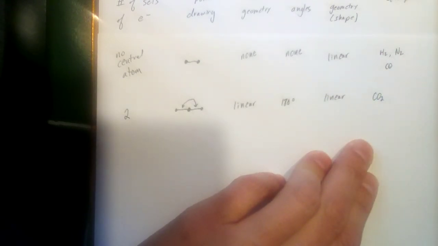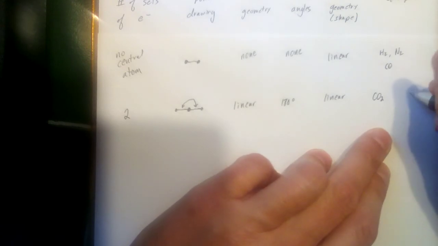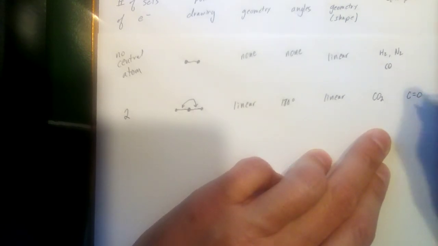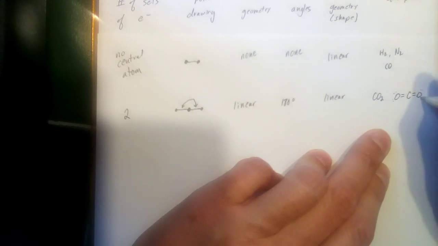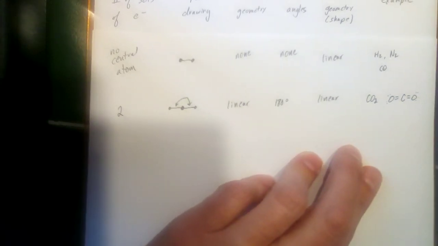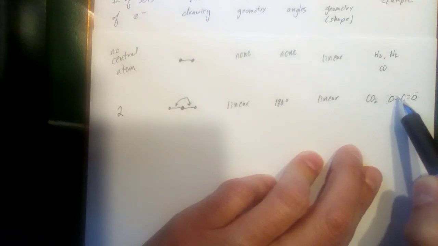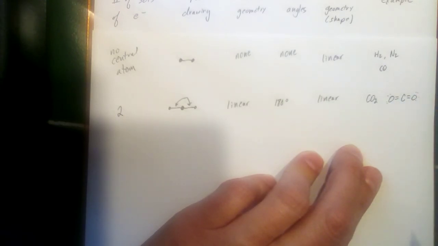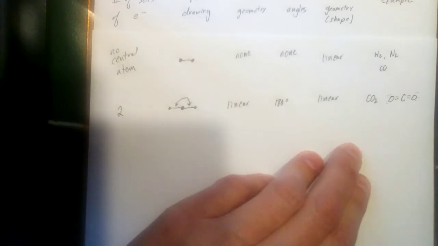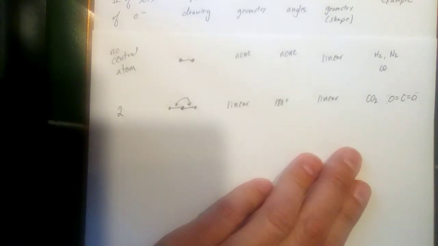carbon dioxide. Right? You end up with carbon in the middle. You end up with two double bonds to the oxygens, right? And if we're looking at this molecule, this double bond would represent one set of electrons. This double bond would represent another set of electrons. That's two sets. This is a linear molecule.